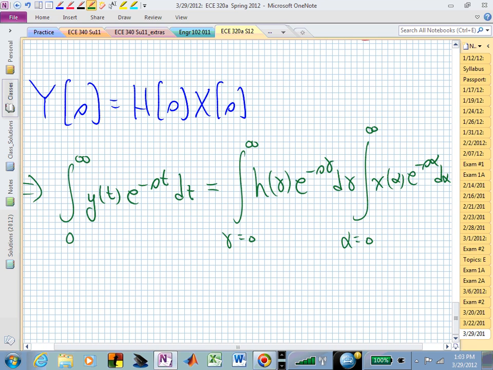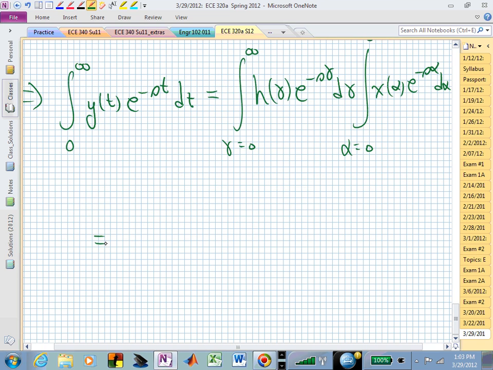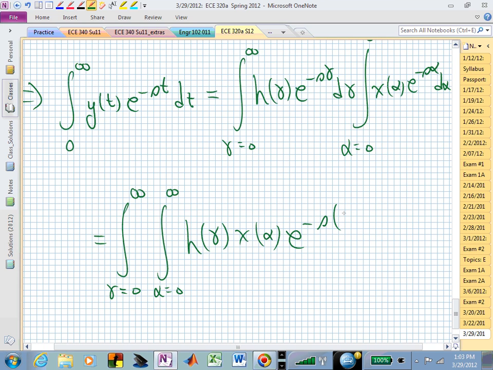Let's now start pushing or combining some things. On the right-hand side, let's pull all of those integrals to the left. And we have an h of gamma, an x of alpha, and this complex exponential has some shared pieces with it. So let's just combine those two exponentials.